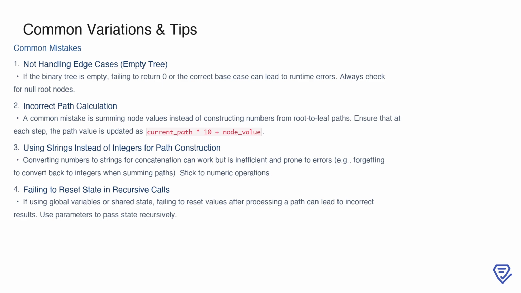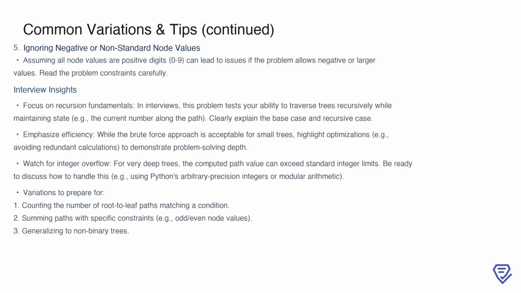Additionally, using strings to build path values can introduce inefficiencies and potential errors, like forgetting to convert back to integers when summing. Numeric operations are more reliable and efficient here. Finally, if you're using global variables or shared state in a recursive approach, not resetting those values after processing a path can lead to incorrect results. Instead, pass state as parameters in your recursive calls to keep everything clean and isolated. Another potential pitfall arises when you ignore the possibility of negative or non-standard node values, such as values outside the range of 0 to 9. Always read the problem constraints carefully to avoid incorrect assumptions.